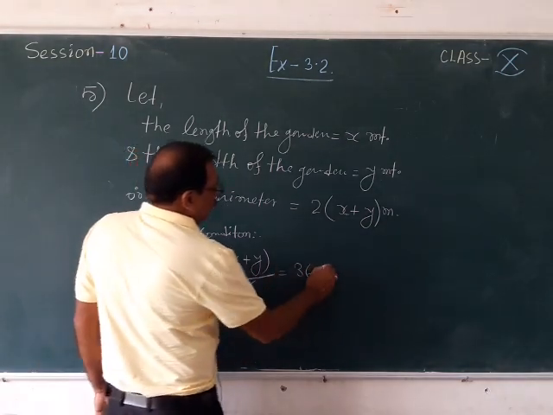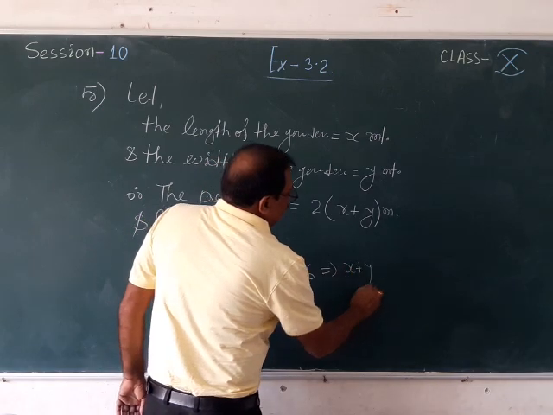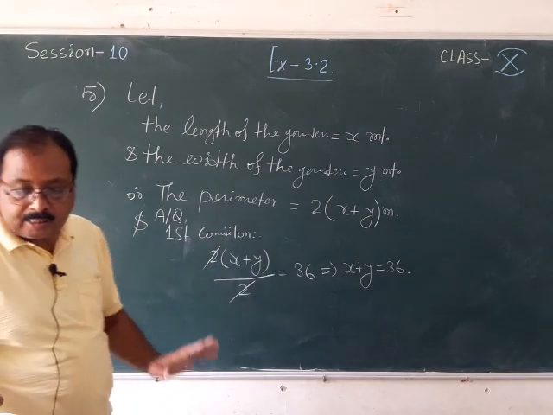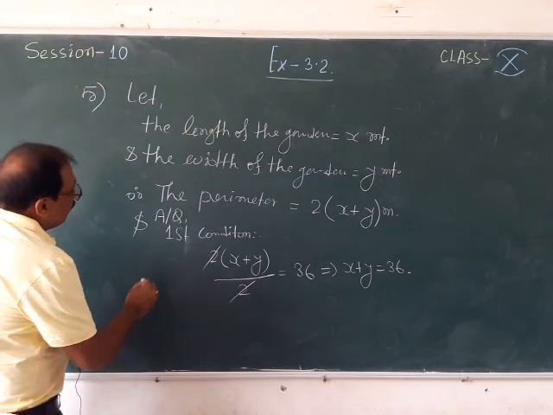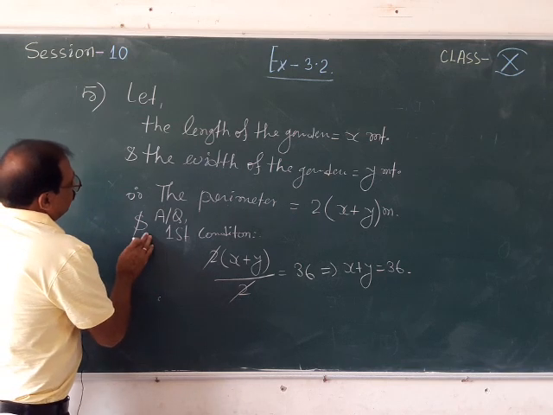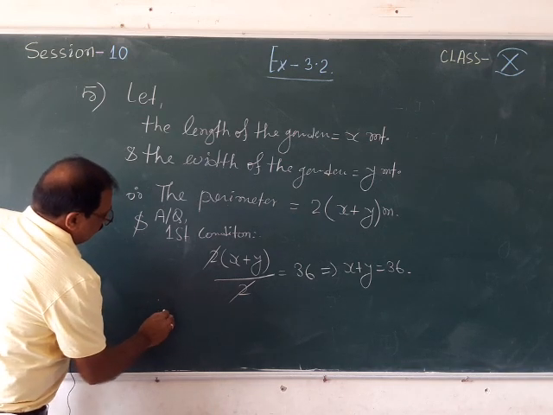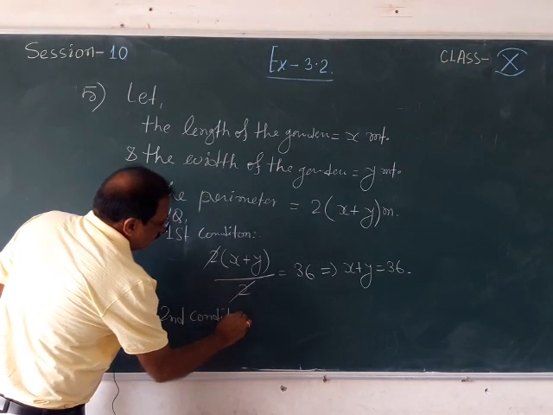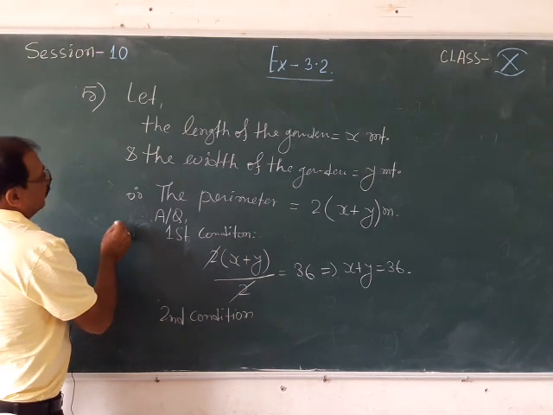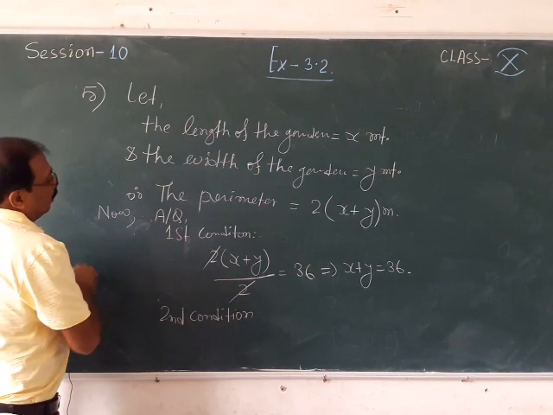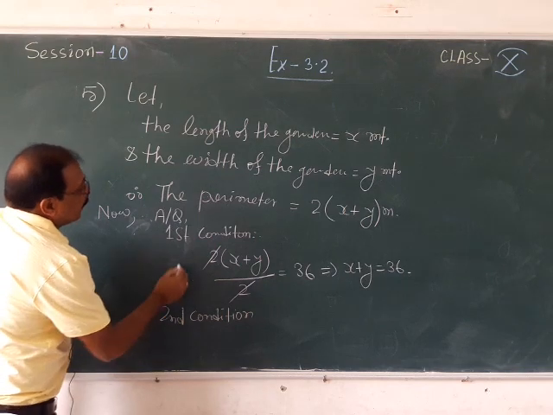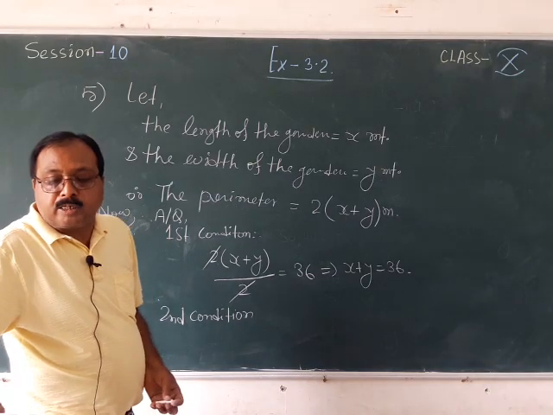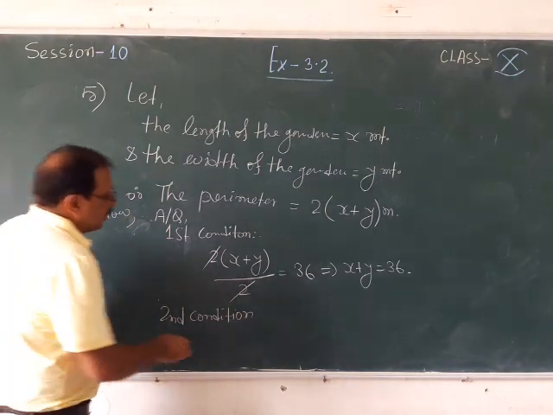When you arrange this one, it is clear that x plus y is coming as 36. This is the first condition which is stated in the question. And the second condition is given here. Don't write "and" here. According to the question, the first condition is this. What is the second condition? It is written that the length is 4 meter more than its width. So this is the second condition.